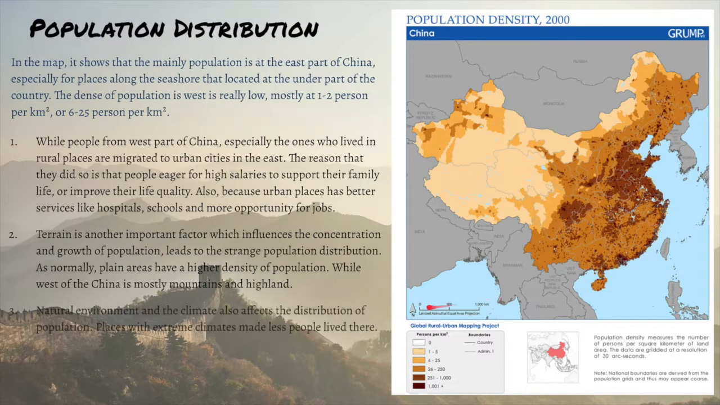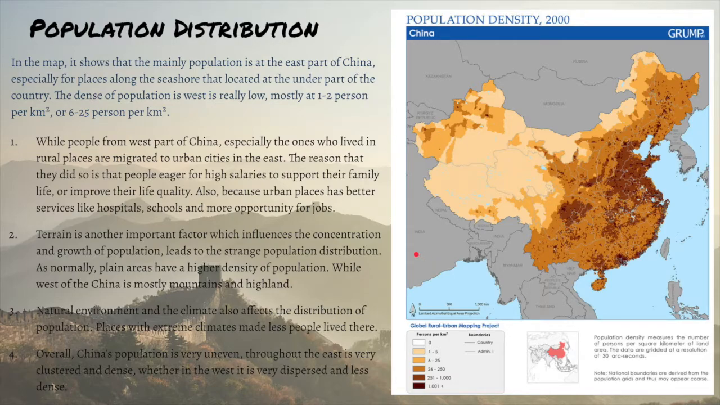Population distribution. People from the west part of China, especially those who live in rural places, have migrated to urban cities in the east. The reason is that people are eager for high salaries to support their family life or improve their quality of life. Also, urban places have better services like hospitals and schools, and more job opportunities.